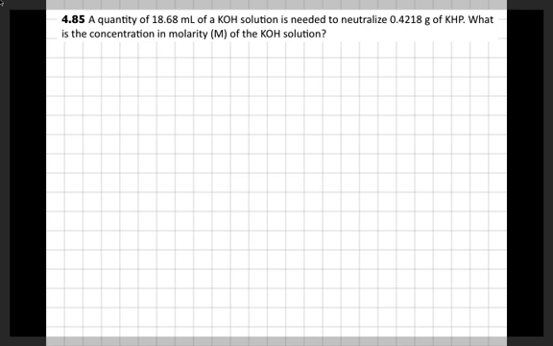To illustrate the concept of acid-base titrations, we're going to use problem 4.85 from your textbook. In this problem, a quantity of 18.68 milliliters of KOH solution is needed to neutralize 0.4218 grams of KHP, which stands for potassium hydrogen phthalate. From that information, you're supposed to determine the concentration in molarity of the KOH solution.